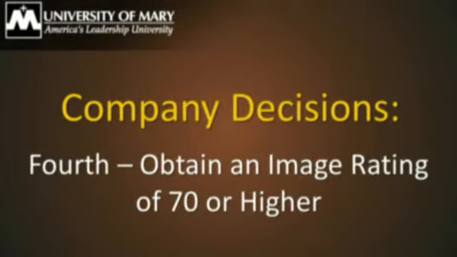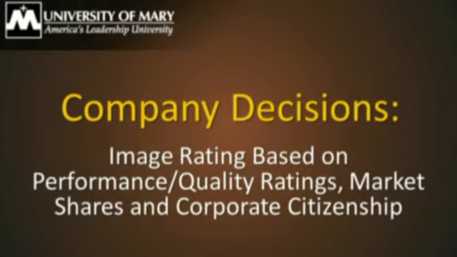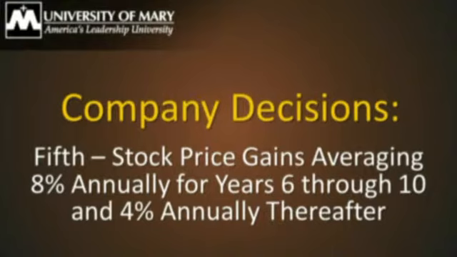The fourth criteria is obtaining an image rating of 70 or higher. An image rating is based on performance quality ratings, market shares, and corporate citizenship. All companies will start with an image rating of 70 at the end of year 5. The fifth and final criteria is achieving stock price gains averaging about 8% annually for years 6 through 10 and about 4% annually thereafter.